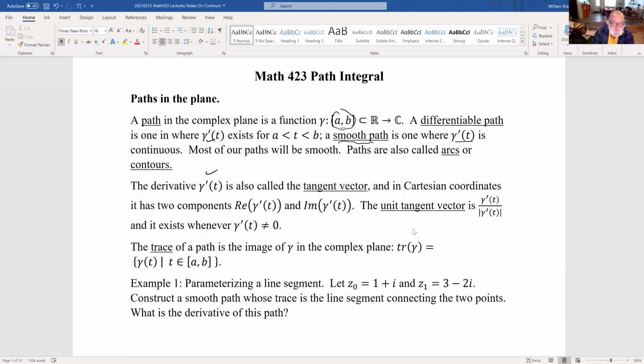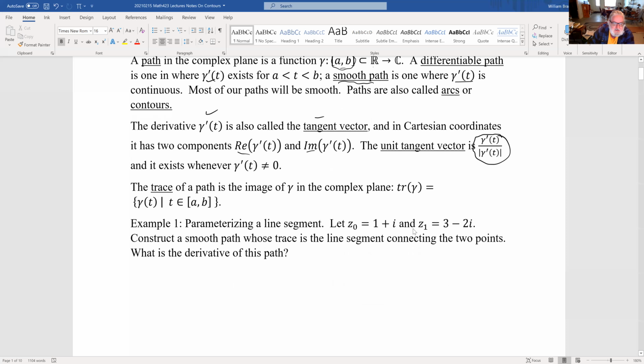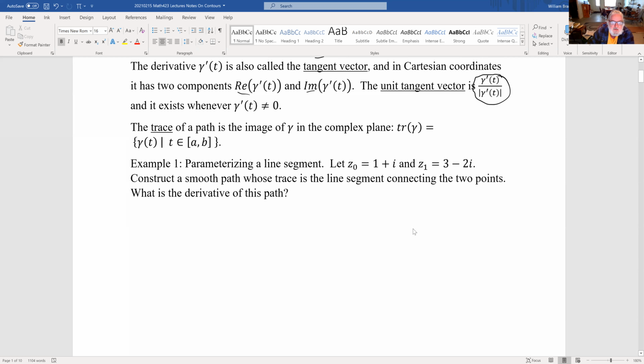Gamma prime of t, the derivative, is also called the tangent vector. In Cartesian coordinates, it's the real part of gamma prime of t plus i times the imaginary part of gamma prime of t. Unit tangent vector: as long as gamma prime of t is not 0, you can find a unit tangent vector. That's actually not that useful, and we won't use it much, but it's there. And the trace of a path is the image of gamma in the complex plane. So the trace of gamma is the set of all gamma of t.